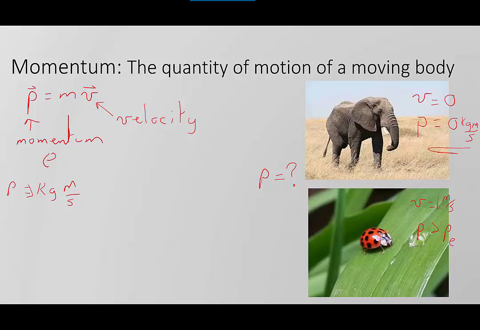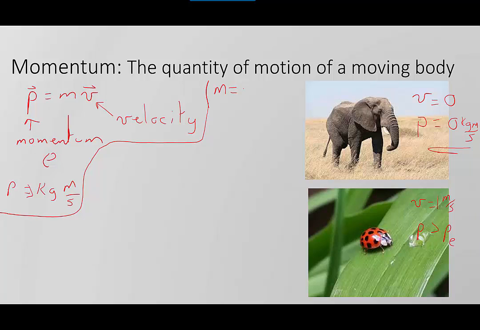But what about if the elephant is out for their average stroll through the savannah? How fast are they going, and is there any way that a ladybug could have the same momentum or more momentum than the elephant? Let's take a look at some numbers to figure out if that is possible.